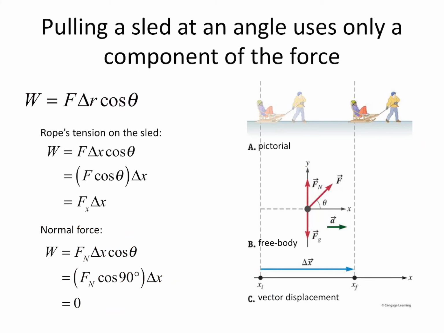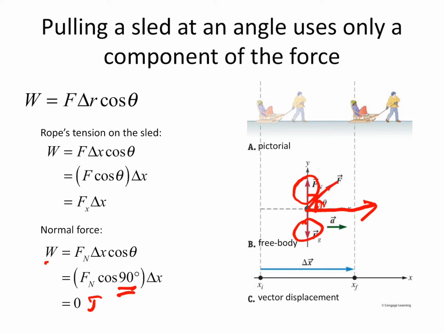So look at this example. Somebody is pulling a sleigh with force F, and there is normal force, gravity, this pulling force, and displacement is to the right. So you see normal force. Does normal force do work in this case? You need to find what's the angle between normal force and the displacement. What I find is 90 degrees. So normal force doesn't do work. The work is 0 joules for normal force.